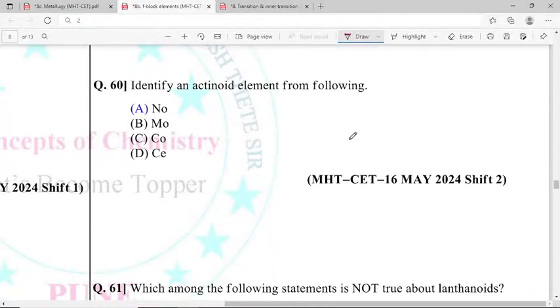Identify an actinoid element from the following. Nobelium is the answer. Nobelium, an actinoid, is a 5f series element, the second inner transition series.